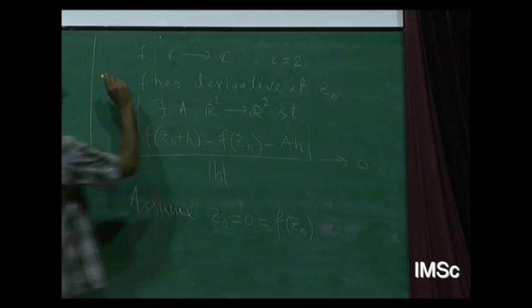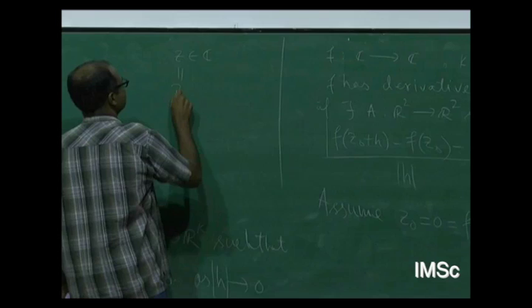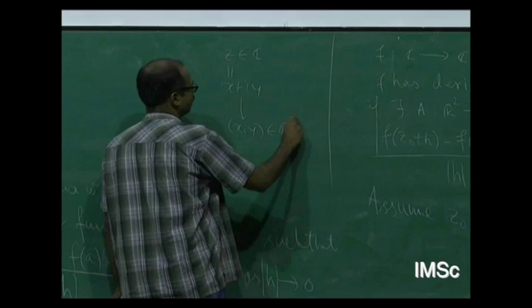Yeah, right. So that is just via this identification: if I have a complex number, I write it as x plus iy, and then I go to x comma y, which is in R2. So use that kind of an identification.